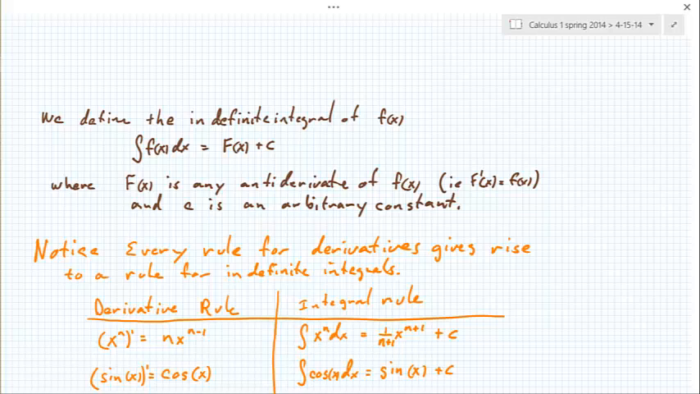So a little more vocabulary. We define the indefinite integral of a function f of x, and we use this big S notation here, as the most general antiderivative of that function. So how do we think of the most general antiderivative? We take any antiderivative of f of x, and then we add an arbitrary constant onto it. So the indefinite integral of a function f of x is the most general antiderivative of that function.